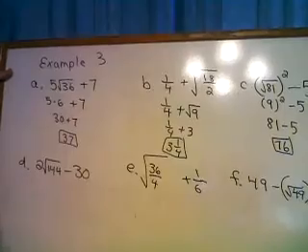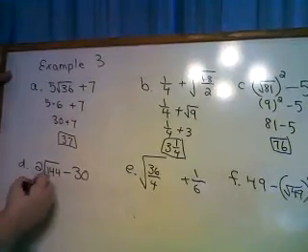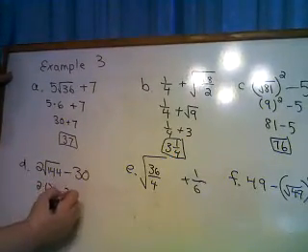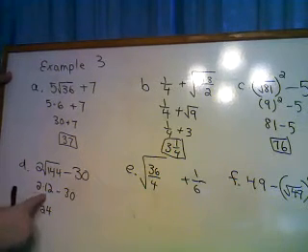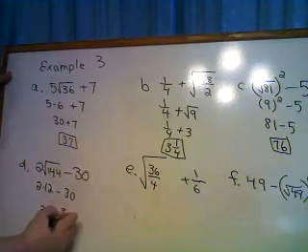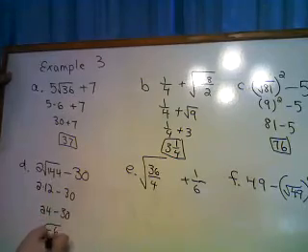All right, part D. Square root of 144, 2 times 12 minus 30. So do the 2 times 12, which is 24. Take away 30, you get negative 6.